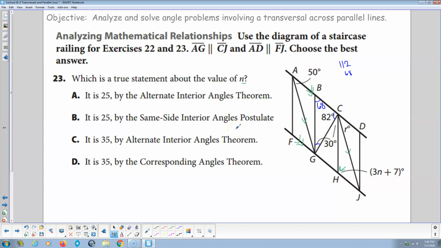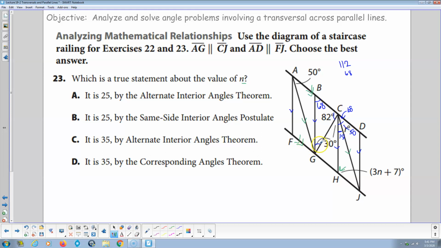Now, what does it say? It's a diagram of a staircase railing. So these are the vertical spindles on the stair, so they should all be parallel. It's not marked that way, but I think all these guys are supposed to be parallel. Okay, so if this is 68, this corresponds to this whole angle here, which is 68. And we already know angle R is 50. So that makes this angle right here 18.